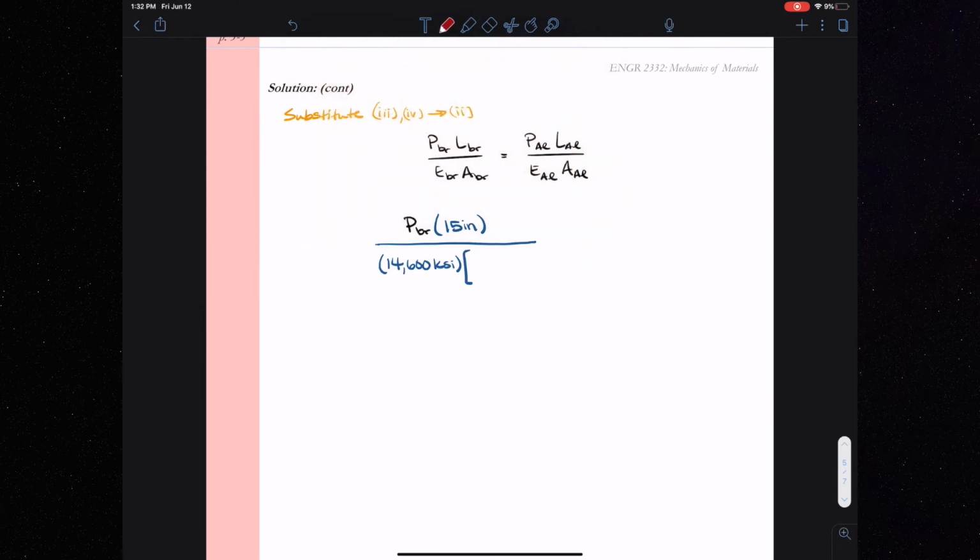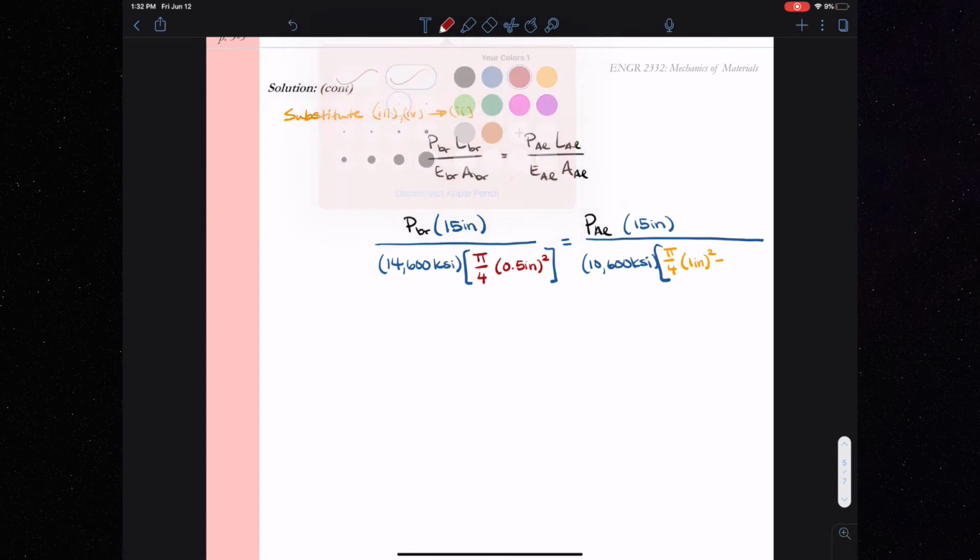All right, so working through our calculations, we have P brass times the length of the brass, which here is 15 inches. That's the total length of the member, divided by the modulus of elasticity for the brass, which is 14,600 KSI, and then also divided by the area, pi over 4 times 0.5 inches squared. We set this equal to the values for the aluminum shell. So we have P aluminum times the length of the aluminum. Again, because the aluminum and the brass happen to be the same length, this will not really factor into this relationship. And then we finish out the modulus of elasticity and the area for the aluminum. I'll just make a note here with the area on the aluminum.